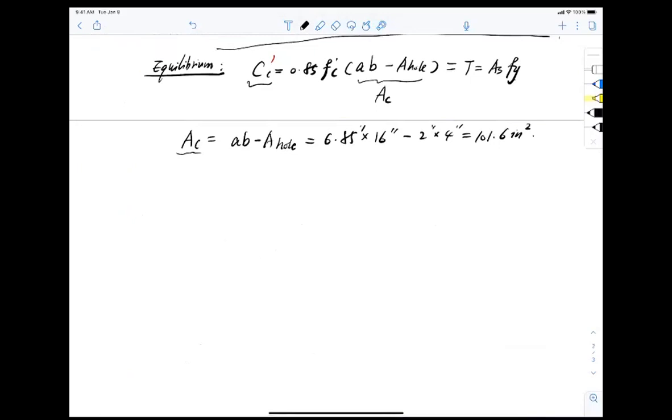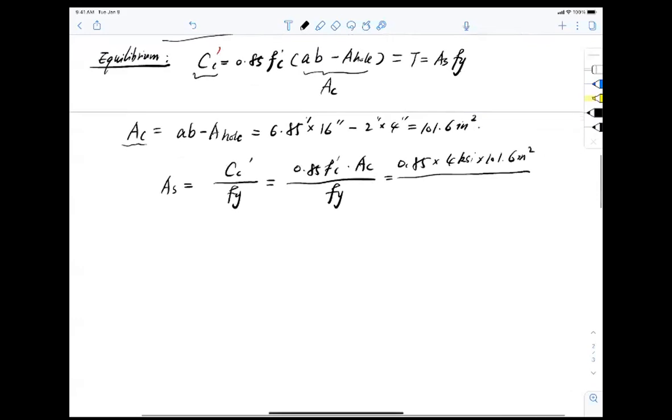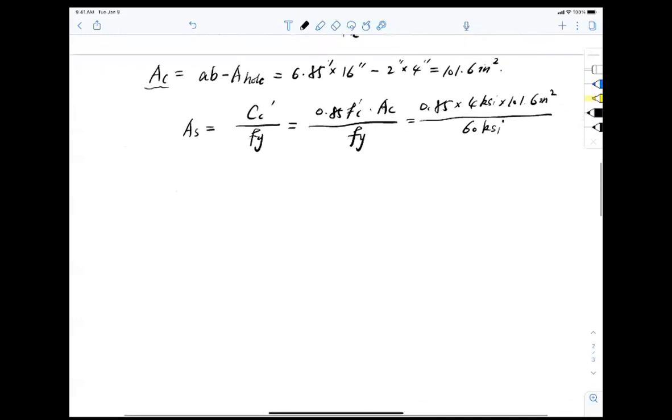So immediately, the As reinforcement equals Cc prime divided by fy, so equal to 0.85 f prime c multiplied by Ac divided by fy. Bring the numbers in: 0.85 multiplied by 4 ksi multiplied by 101.6 inch squared, divided by the yield strength of the bar, 60 ksi. So I now know my reinforcement area has to equal 5.76 inch squared.